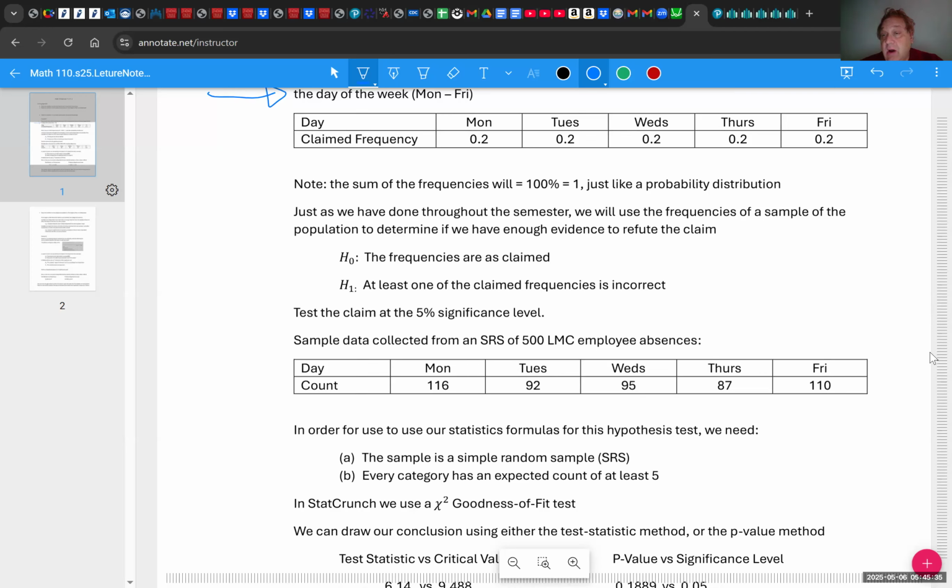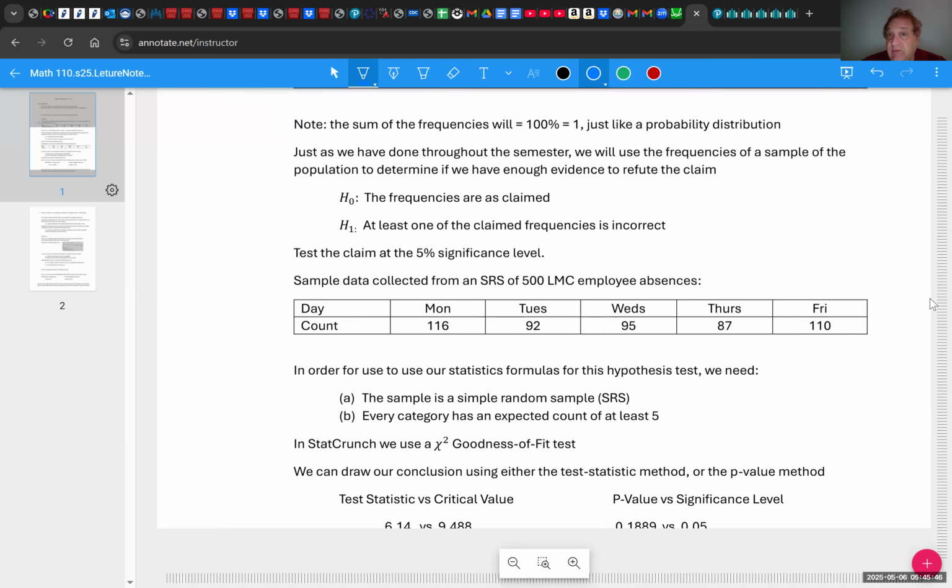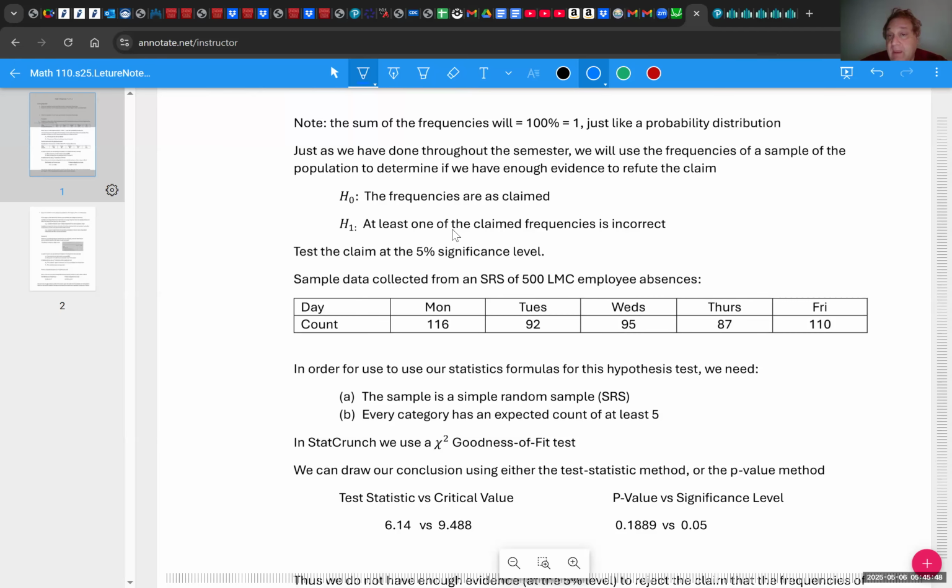Just as a note, there are requirements for every formula to be correct in statistics. We just can't use formulas whenever we feel like it. There are requirements for when the formulas actually give you reasonably correct answers. For a fit for the claimed frequencies, the requirements are we need a simple random sample and that each category has an expected count of at least 5. Now, all these counts here for Monday through Friday have counts that are at least 5, but please note that it doesn't say that the sample counts are at least 5. It says the expected counts are at least 5.